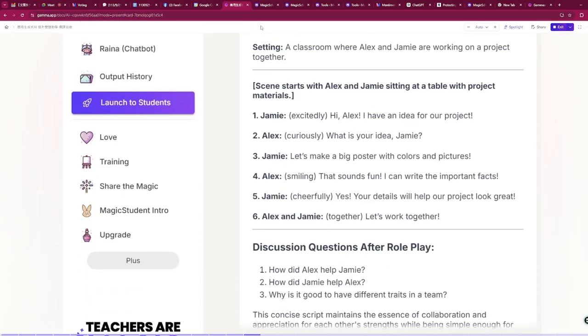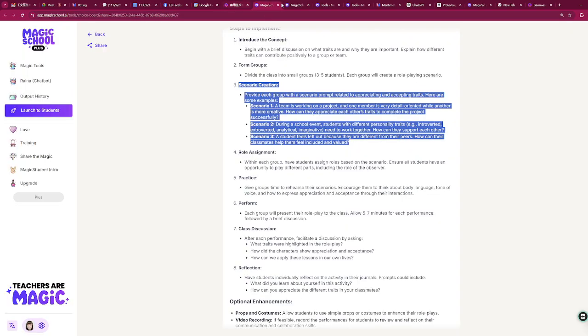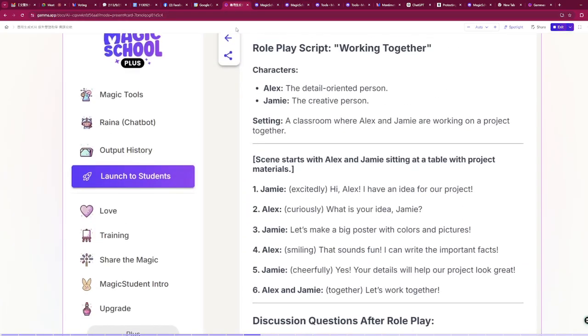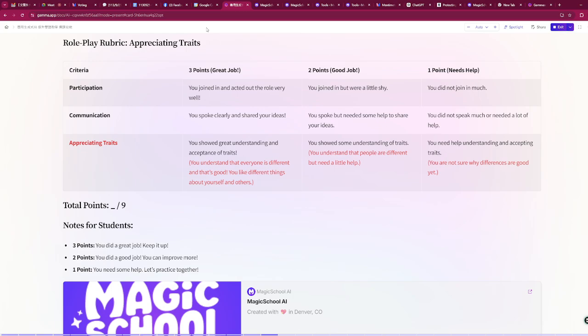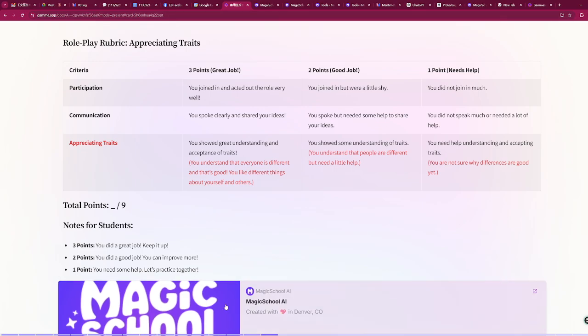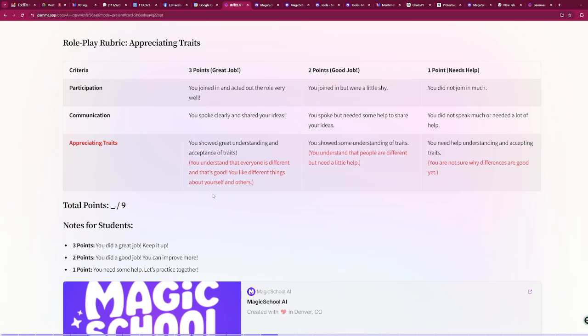After the role play, usually for a class, we would like students to know how well they're doing. And so for role play, we need a rubric. Okay, so this is what I generated. We have participation, 3-point Likert scale, communication: you spoke clearly and shared your ideas. Appreciating traits: I specifically added appreciating traits because that's one of the objectives. So you showed great understanding, acceptance of traits.